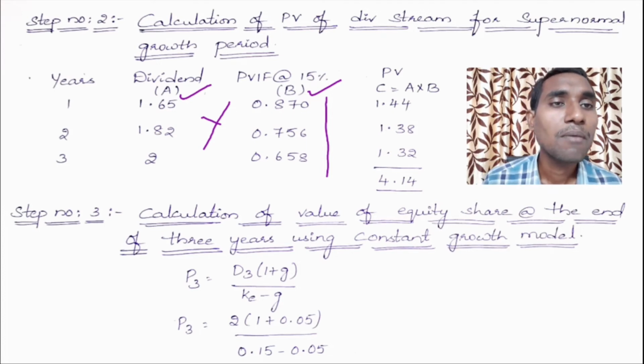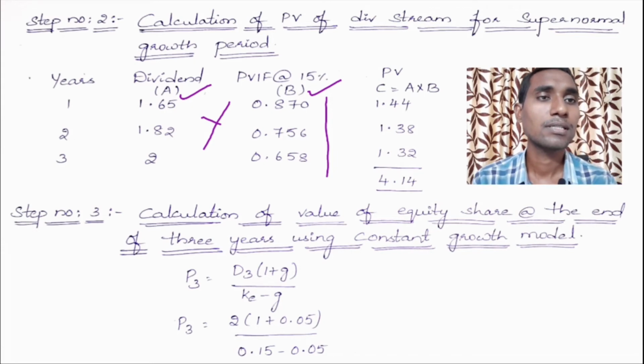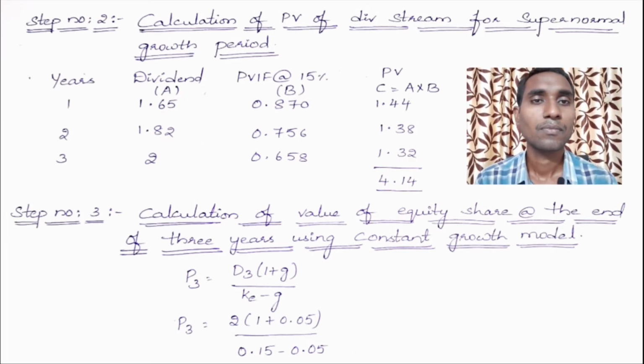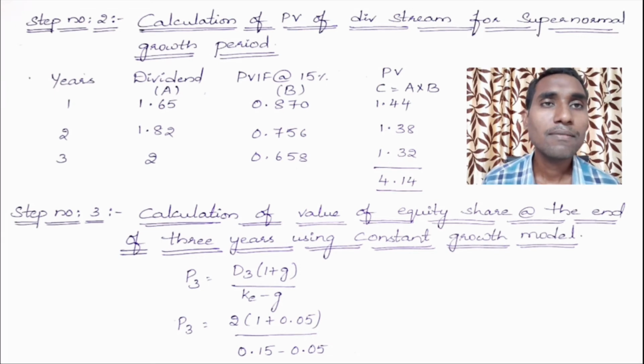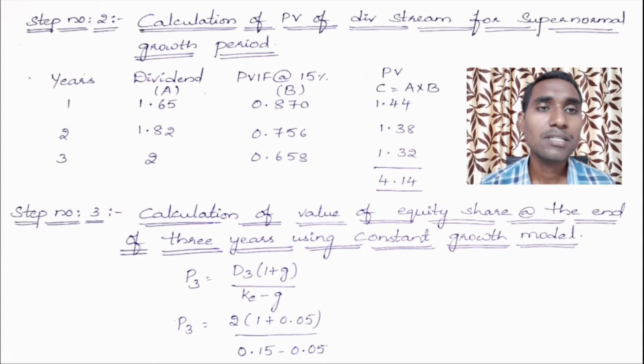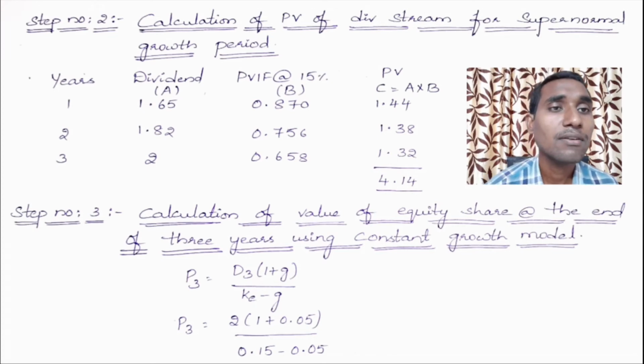Then you need to make a total of it. So the total is amounting to 4.14. You can see here it is 4.14. Now once you are done with this present value of the dividend stream, the next step is calculation of the present value of the equity share at the end of 3 years using the constant growth model.